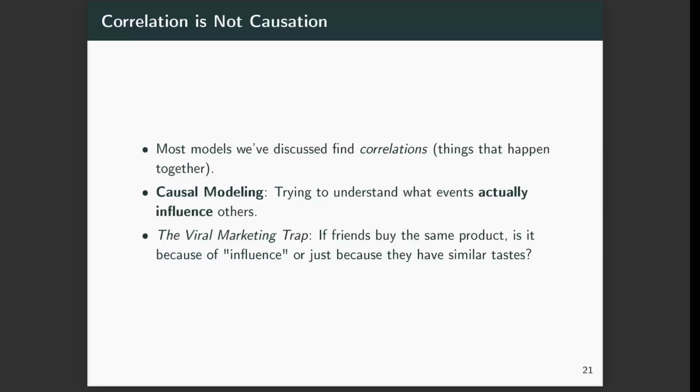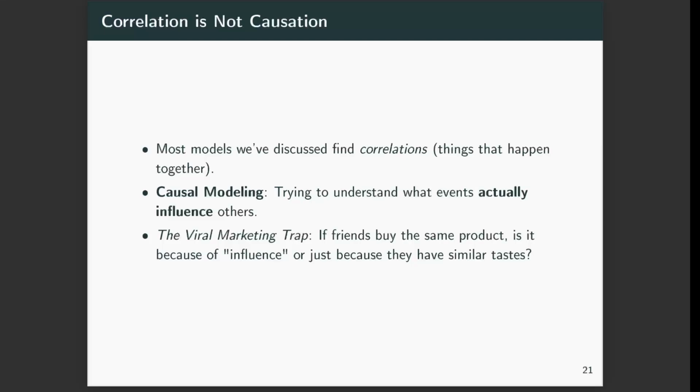But wait, there is an alternative explanation. Friends who are connected tend to be similar to each other in their demographics, interests, and tastes. If a product appeals to a certain demographic, it will appeal to their friends not because of influence, but because of shared characteristics. This is called homophily, the tendency of similar people to be connected.